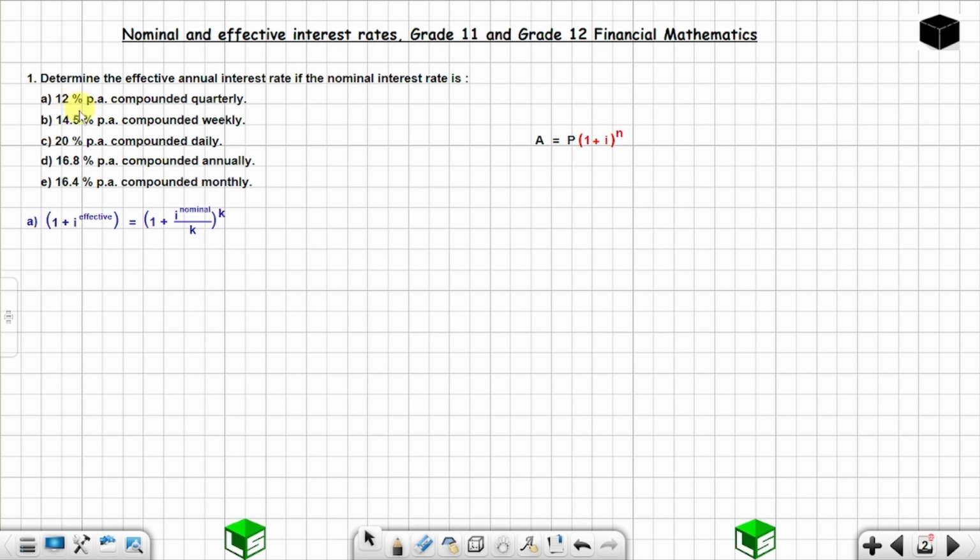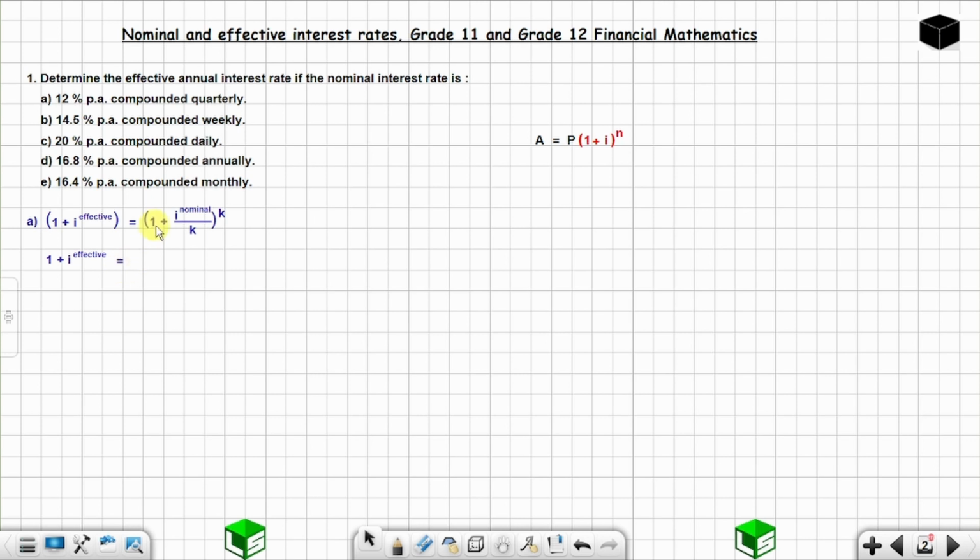So let's use this formula to determine the effective annual interest rate if the nominal interest rate is 12% per annum compounded quarterly. So we are going to use this formula. You have 1 plus effective annual interest rate. Annual means per year, because this is per year. So you have 1 plus effective annual interest rate.